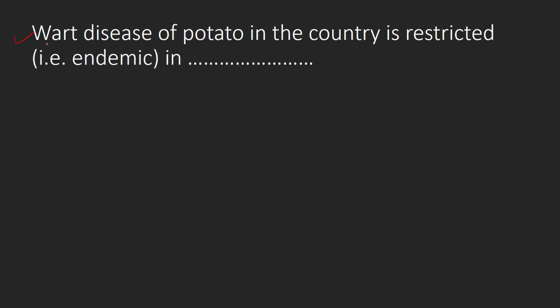The next fact is: wart disease of potato in the country is restricted in. So actually this is endemic, and endemic means a disease which is confined to a particular area. So that is called endemic disease. So wart disease of potato is endemic to the Darjeeling Hills of West Bengal. This disease is confined to the Darjeeling Hills, where it is most prevalent. So that's why the transmission of the product, especially potato, from the Darjeeling Hills is restricted to other parts of the country. And this type of disease is called endemic disease.